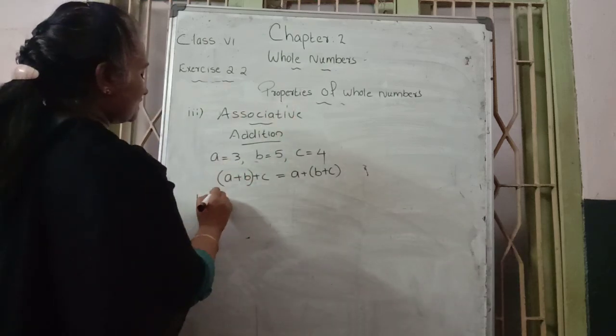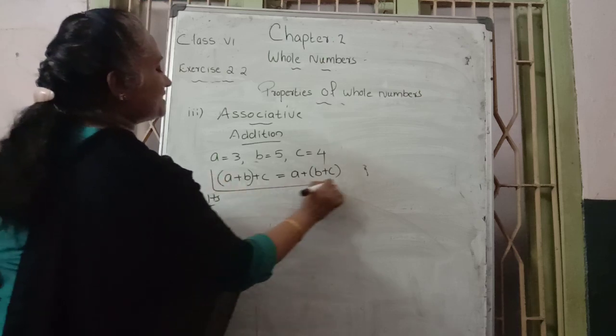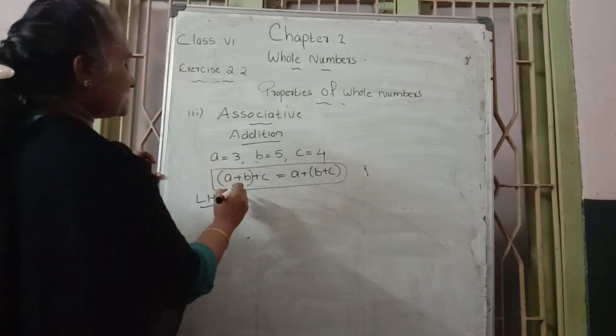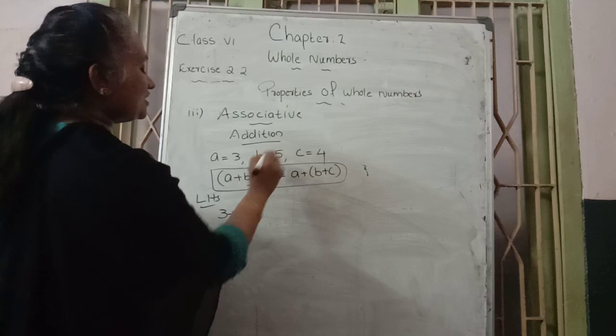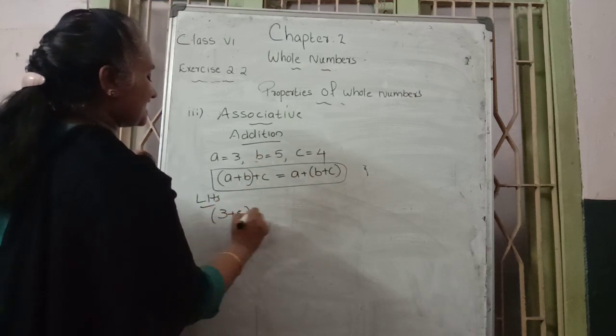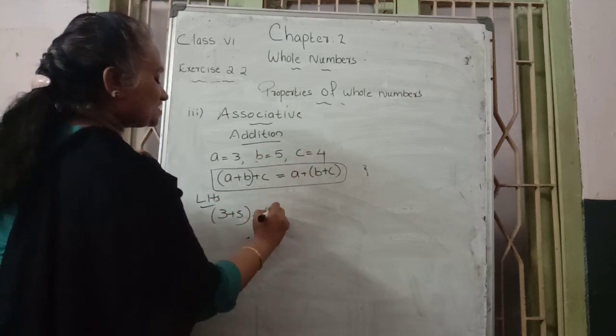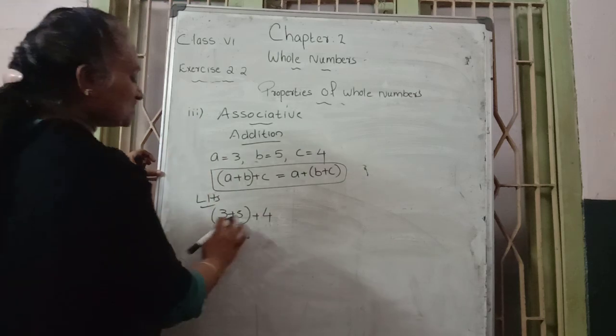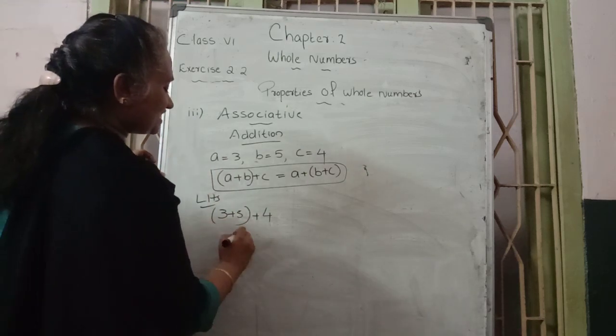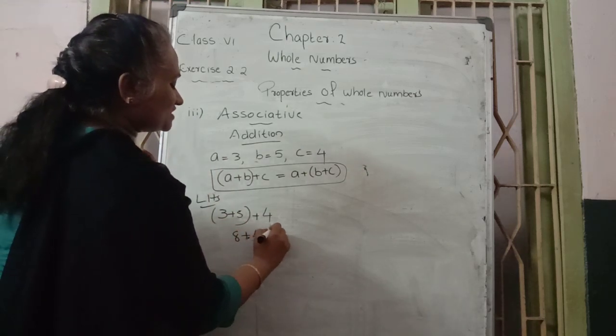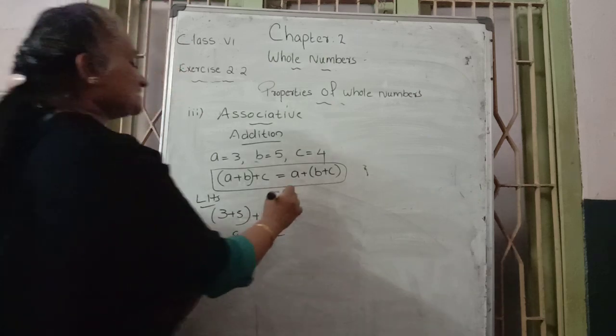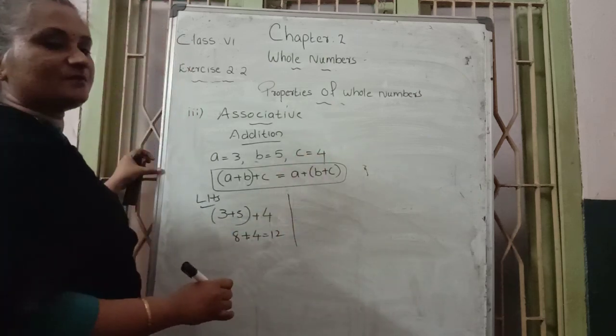Here we consider the LHS part in the general form. In the A place, the value is 3; B value we consider as 5, then bracket plus C value, how much? 4. On the LHS side only, 3 plus 5 comes to be how much? 8. 8 plus 4 comes to be how much? 12 is the answer. Then, does the same 12 come on the right side or not?